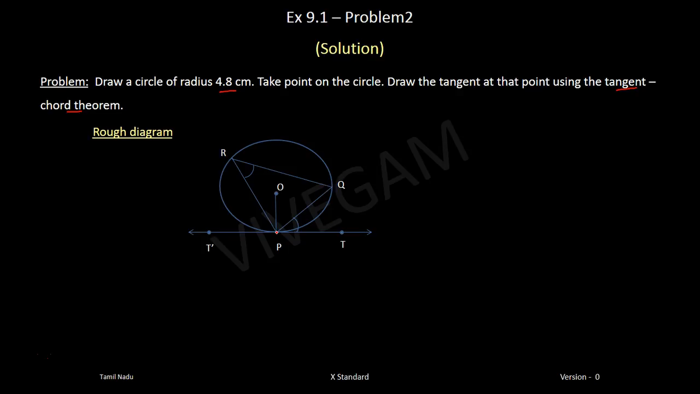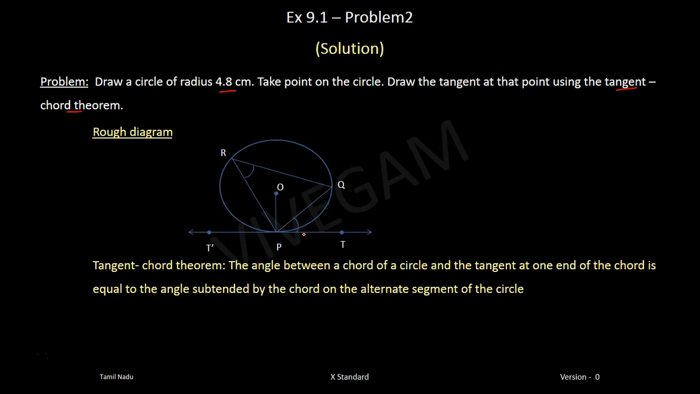Now connect PR and QR. What the tangent chord theorem says is that this angle is equal to this angle. That is, the angle between the chord and the tangent drawn at one end of the chord, that is P, is equal to the angle subtended by the chord on the alternate segment of the circle. So the angle subtended by the same chord on the alternate segment.